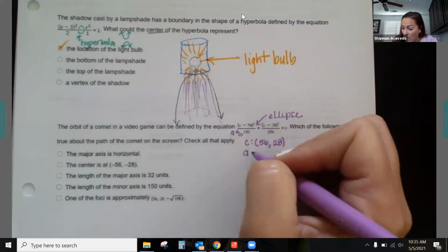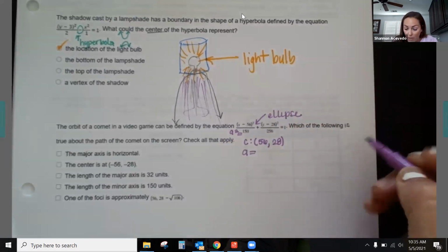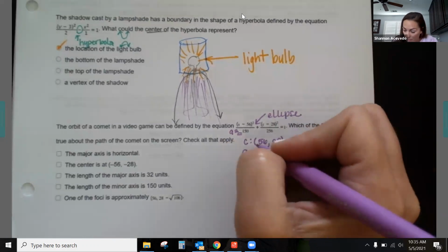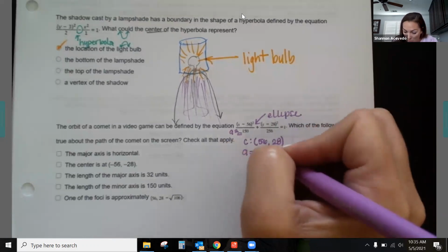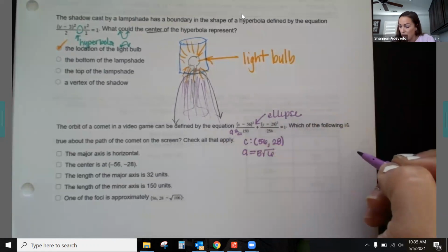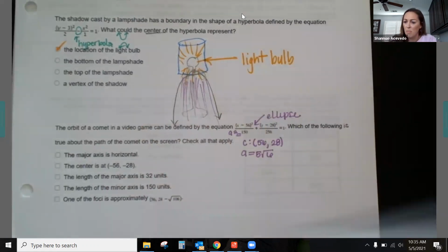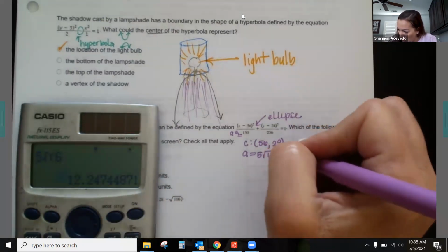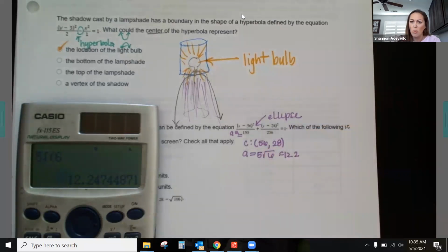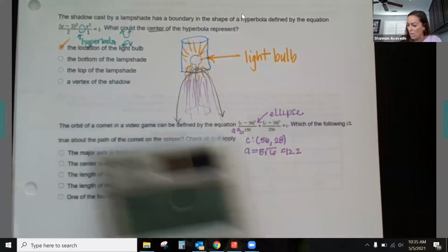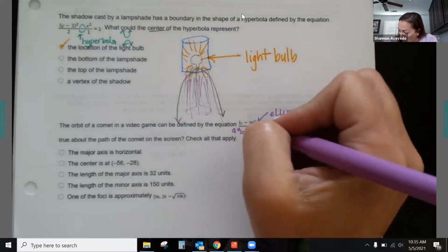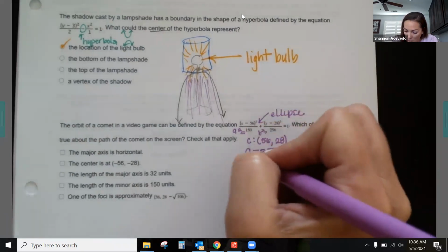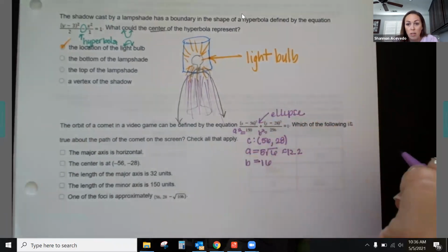So a, if I take the square root of 150, it's going to be 5 square root of 6. Let's calculator that because it's easier to grasp. So 5 square root of 6 is going to be approximately 12.2. Just so when we graph a quick visual, you guys can see that better. My b squared is 256, so b is going to be equal to 16.